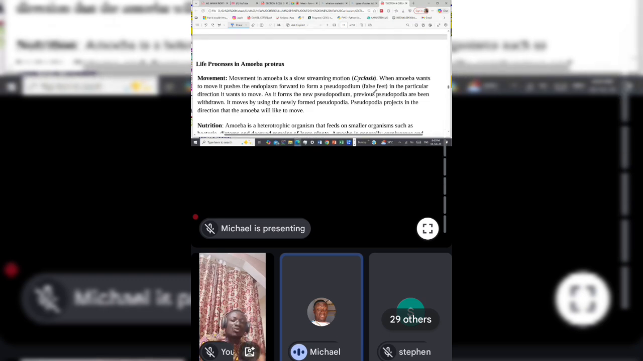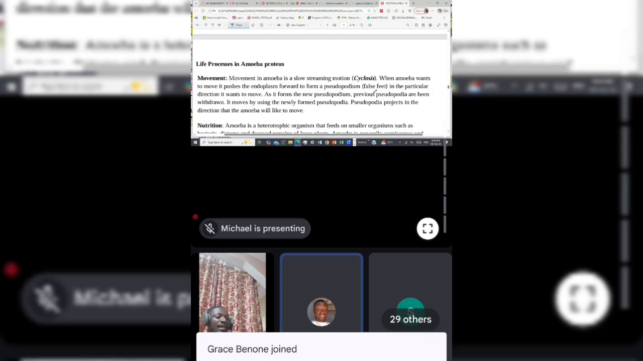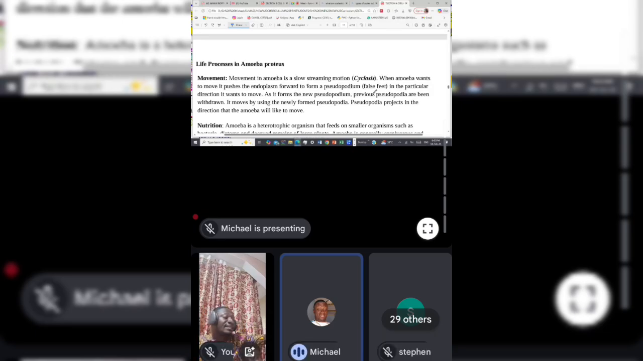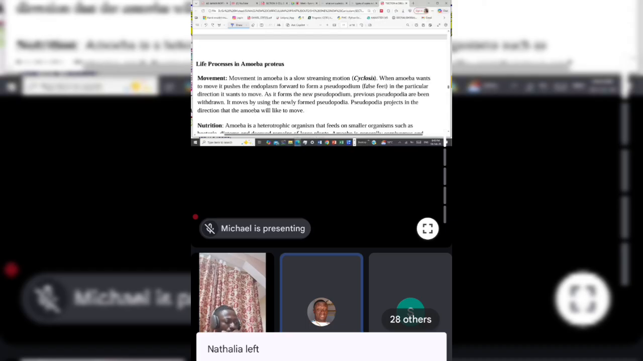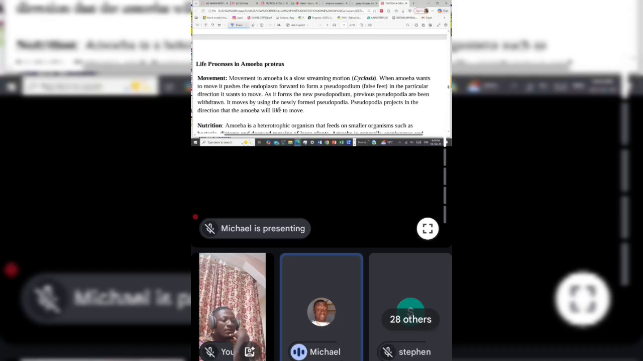So if it is moving here, that pseudopodia there will withdraw because the cytoplasmic content or the fluid is now being moved to that side, new direction. So it will move and it will withdraw. So previous pseudopodia are withdrawn. It moves by using the newly formed pseudopodia to move. The pseudopodia projects in the direction that the amoeba would like to move. Now, the movement and feeding is similar or the same.